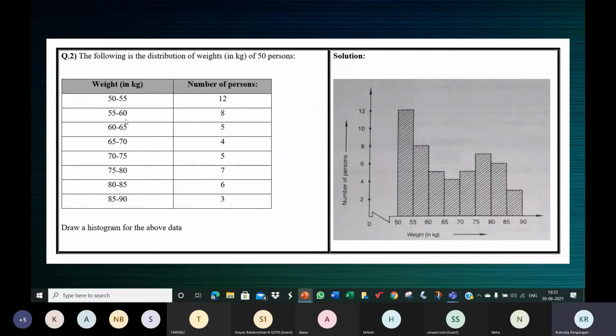The class intervals are continuous. There's no break. 50 to 55, pick up from there, 55 to 60, pick up from there, 60 to 65. So the class intervals are continuous. Also, the class size, or the class width, or the magnitude of the class intervals, is uniform. Every class interval has the same size or the same width.